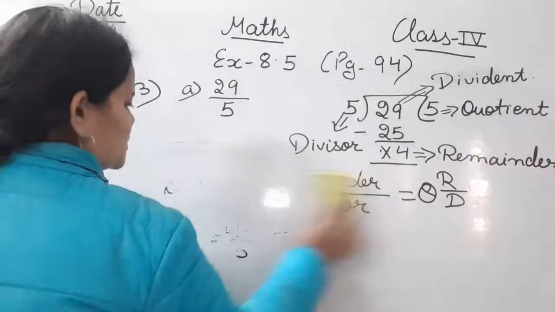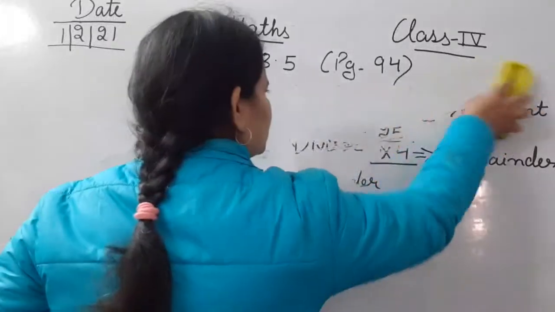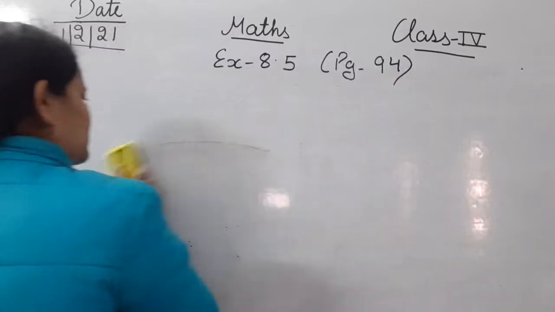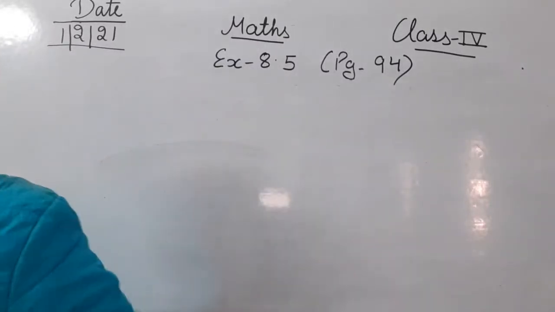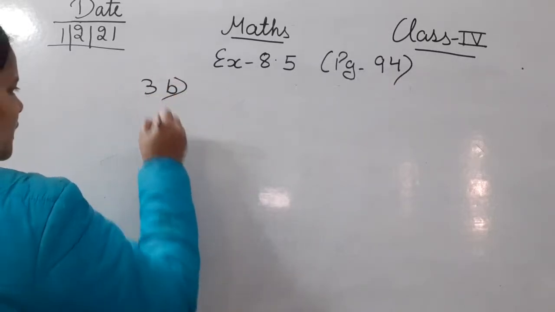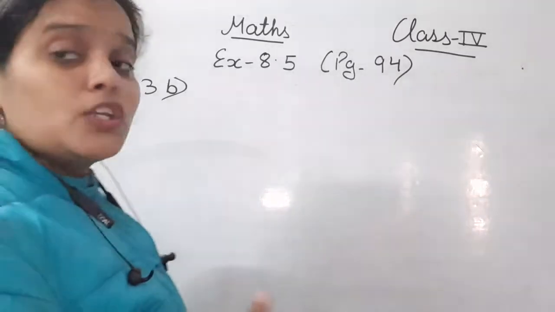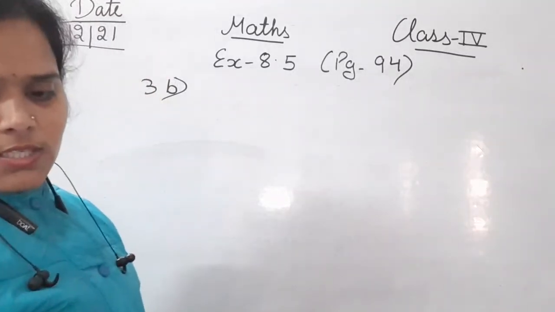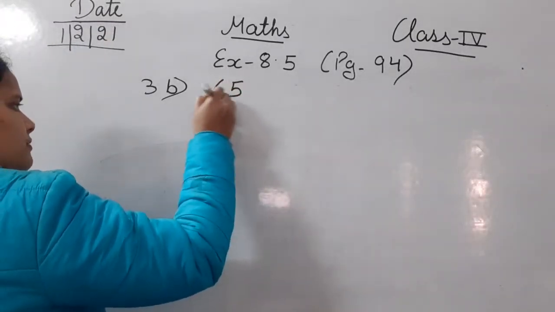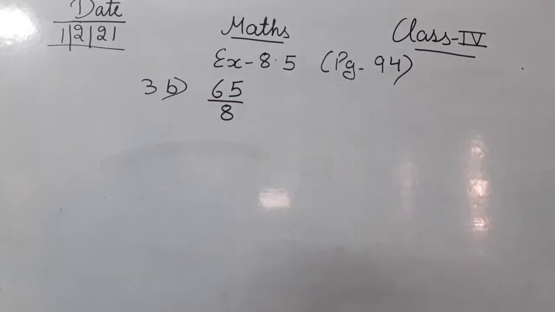Okay, so let's do the next part on the same sum number 3. The next part is given, that is third again B part. Now again we have to convert the given fraction into a mixed fraction. The fraction is 65 upon 8. अब हमें 65 upon 8 को mixed fraction में change करना है.